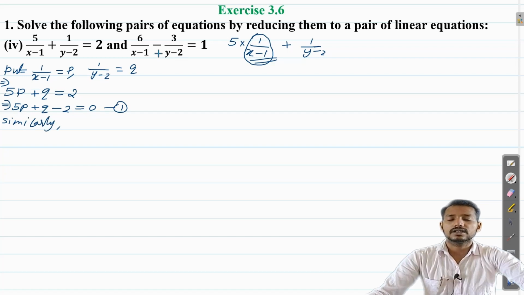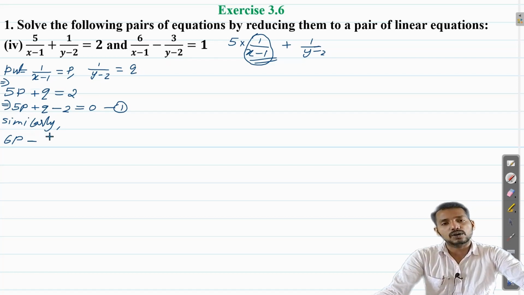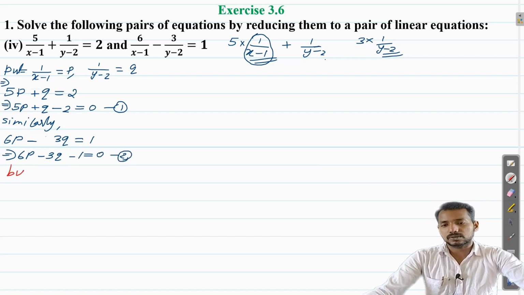Similarly, we get here 6 into 1 by x minus 1, so we will get 6 into p minus 3 divided by y minus 2, that is 3 into 1 by y minus 2. So you can write 3 into q, which is equal to 1, that implies 6p minus 3q minus 1 is equal to 0. Equation number 2.